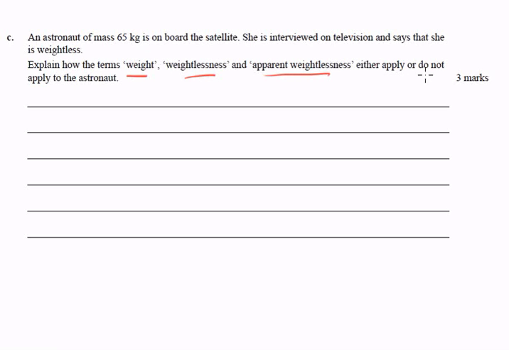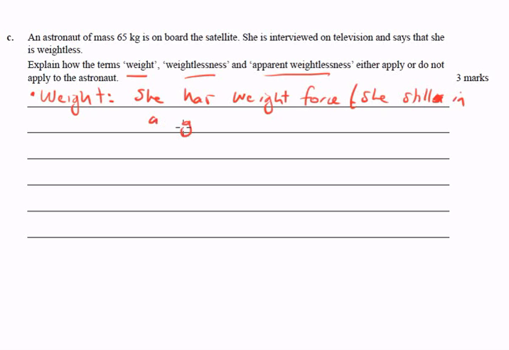There's 3 marks, and there's 3 terms to talk about. So I really want 3 dot points with each one of those. Let's just set them out like this. Dot point 1, weight. Does this apply to her? Does this not apply to her? Yes, she has weight. She has a gravity force still. Even in orbit, she has a weight force. And that is because she's still in the Earth's gravity field.